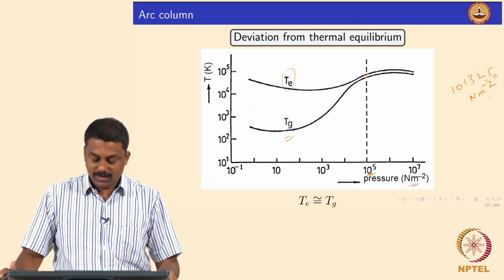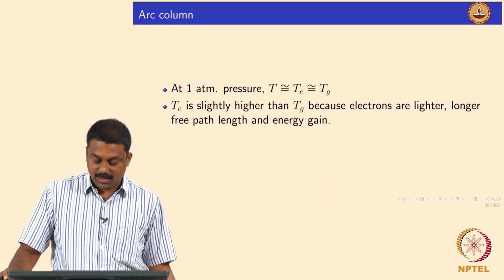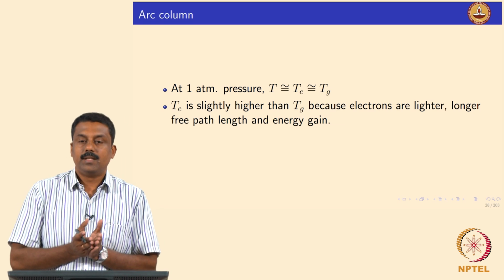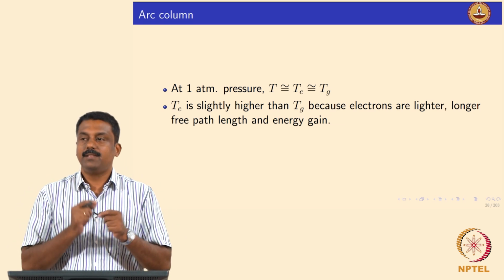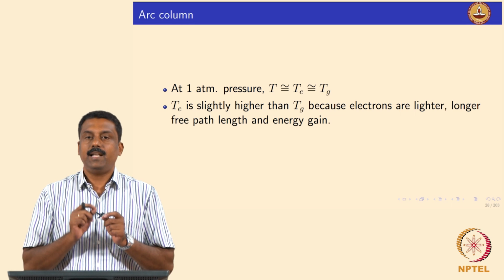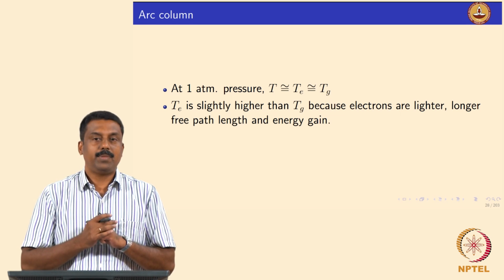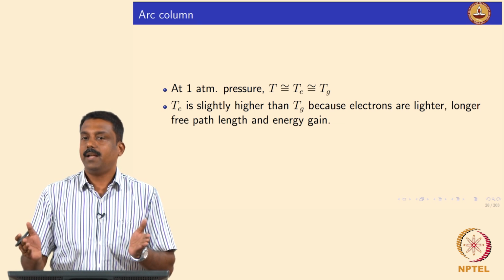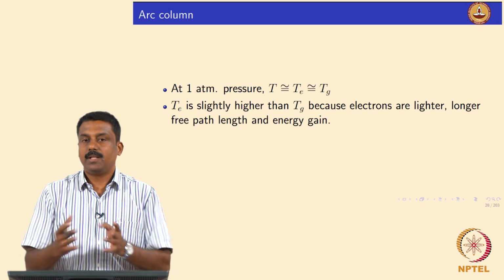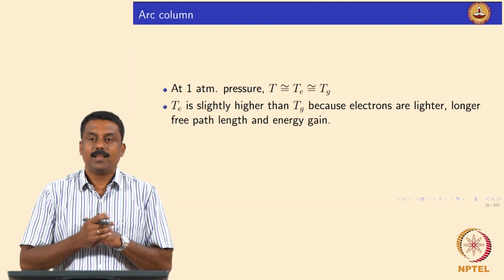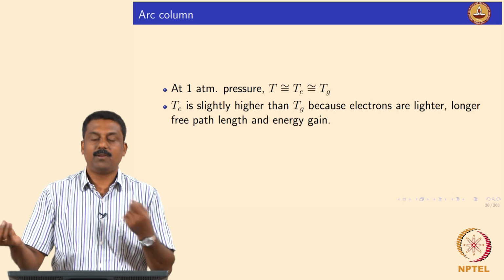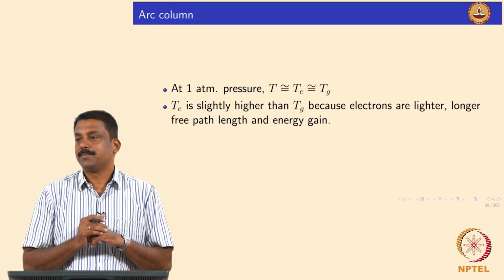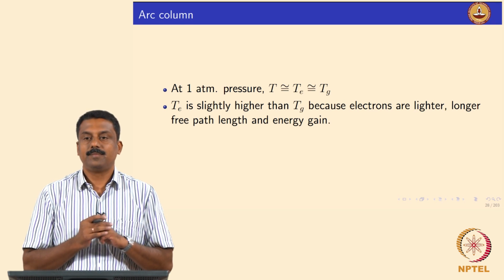Okay, so we will move on further in the arc column. What happens in the arc column? Okay, so this is what I explained. So at atmospheric pressure, temperature is more or less equal, but always, you should be careful, the electron temperature is slightly higher than the gas temperature, because electrons are lighter and they have a longer free path because of the high drift velocity, so they spend more time before the energy exchange, which is the collision. Okay, so that they are heated up higher, right? Is it clear?